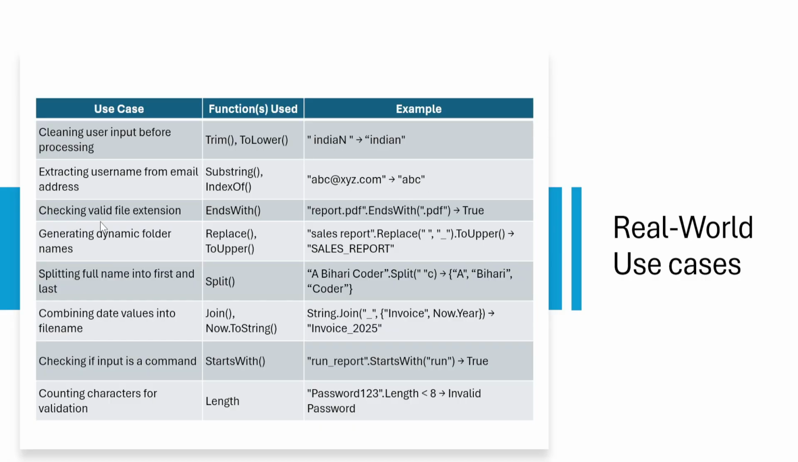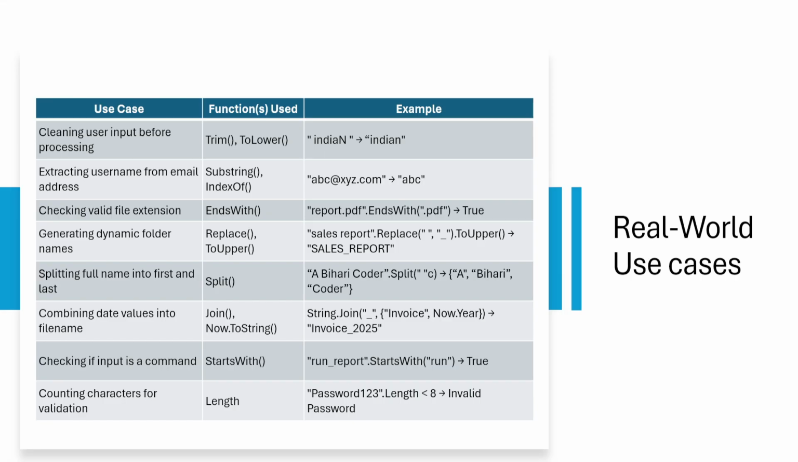Then suppose you want to check the file extension, you can use EndsWith like this. If you want to generate dynamic folder names, you can use Replace or ToUpper or other functions as well. If you want to split the text, you can use the Split function. If you want to combine an array, you can use String.Join. If you want to check whether a string starts with some string, you can use StartsWith. If you want to know the length of the string, you can use Length. So these are some basic functions and use cases.